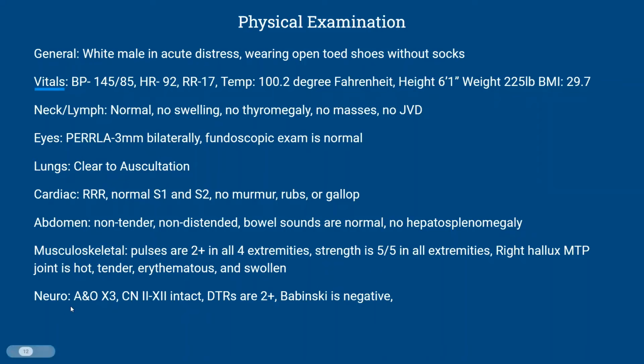Not good, not good. So we have neuro. He's A&O times 3. Basically, he knows who he is, where he is, what's going on. Cranial nerves are intact. That's great. No central processes that I'm worried about where his cranial nerves are effective.